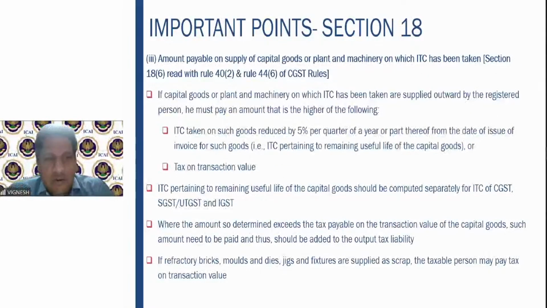18.6. Again, we told you this one: capital goods on which you have taken the ITC, you have sold such capital goods. Two things have to be taken into consideration. Whichever is higher has to be paid. ITC taken on goods reduced by 5% per quarter, or tax on transaction value. Whichever is higher, he has to pay the amount.